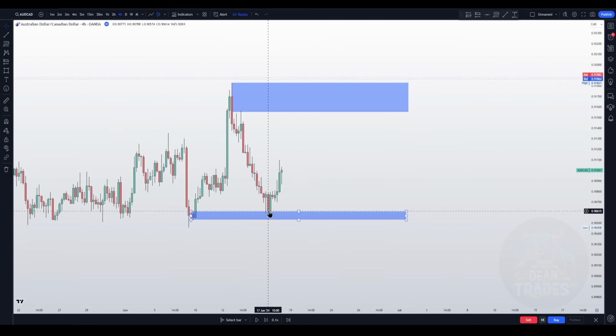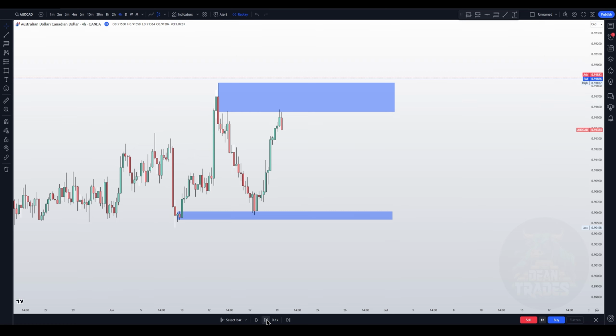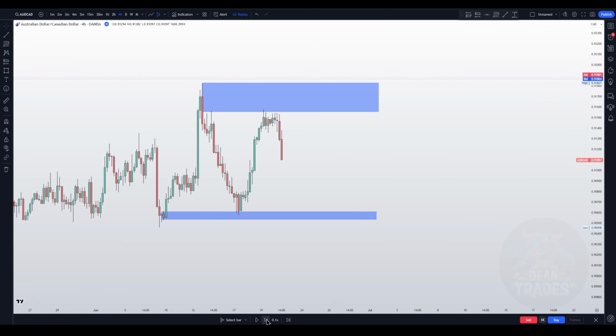So price has come down, it's come in. Now that's validated this area. This area is not validated yet, so we're still waiting for price to come back up. Okay, so price has touched that now. As long as it rejects, which it has done, this is now validated. If price comes down here, we will take a trade because it's already validated. If price comes back up here, we will take a trade now that it has been validated.